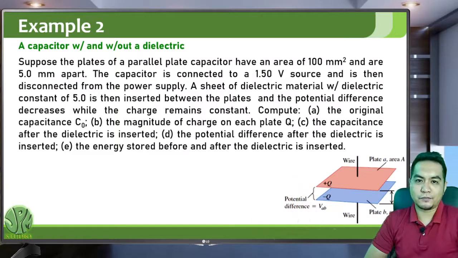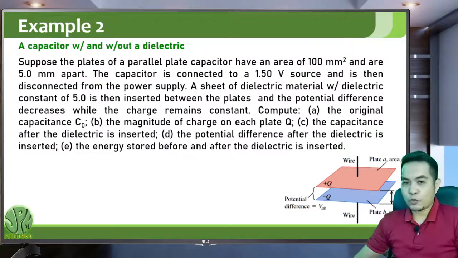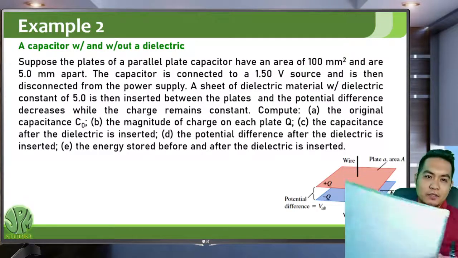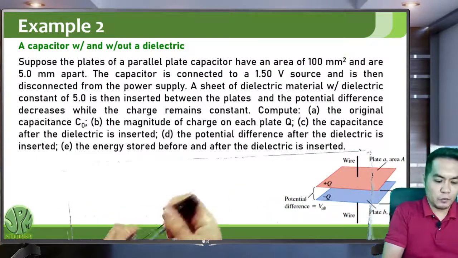It's now storing charge. So a sheet of dielectric material with dielectric constant of 5.0 is then inserted between its plates, and the potential difference decreases while the charge remains constant. So when you insert a dielectric in the plates of your capacitor, the charge will actually remain the same, but the potential difference and the potential energy will actually decrease. So letter A, compute the original capacitance. So let's first start with letter A. Compute the original capacitance.